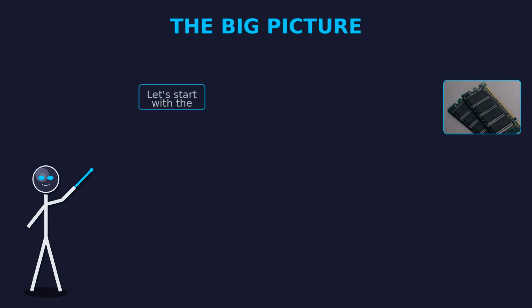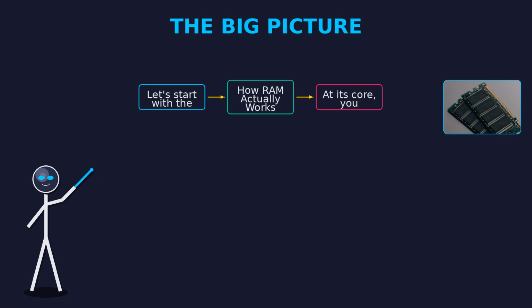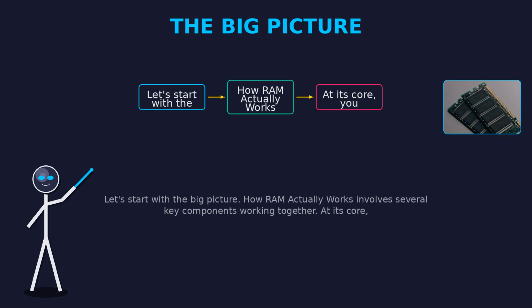How RAM actually works involves several key components working together. At its core, you have the main elements that make the system function. Each part has a specific role and they all communicate through well-defined interfaces. The beauty is in how these simple parts combine to create something powerful.